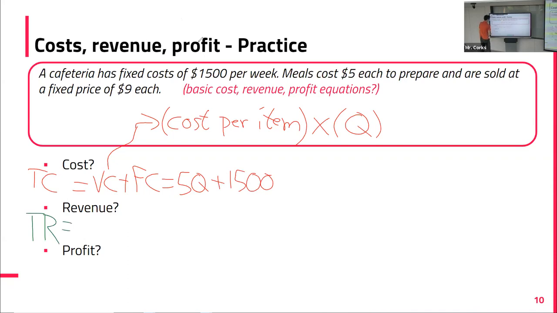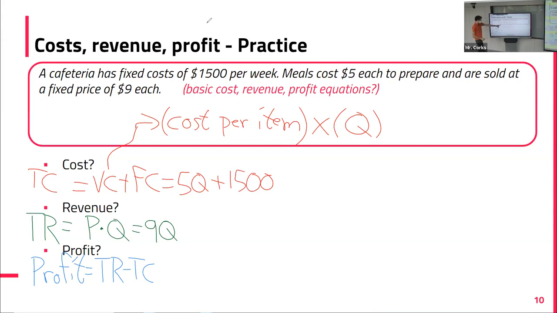TR, total revenue. Okay, so that's our P times Q. This one is our 9Q here. All right, so there's our total cost. There's our total revenue. And then if we combine these, profit, what's our basic definition for profit, in terms of these two? TR minus TC. So we just take these two things and put them together.